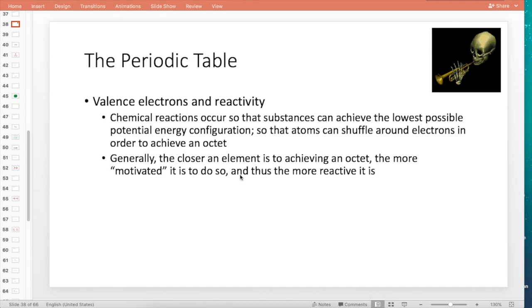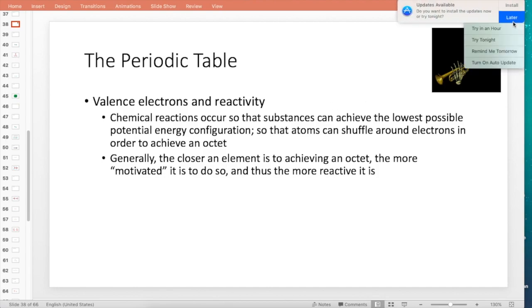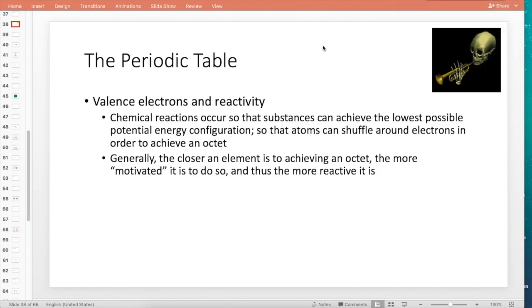Who's excited? Before we move on and begin talking about chemical bonds, how atoms join together to form new substances called chemical compounds, I do want to just mention one thing real quick about the content that we discussed last time.